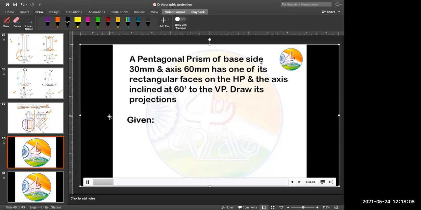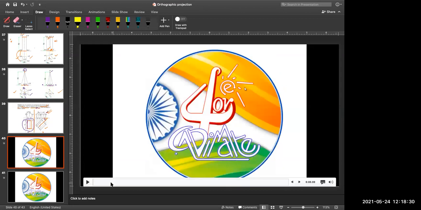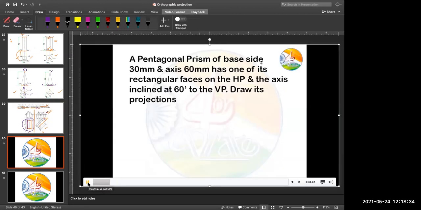So once again, let us take down the given data from the question. First, the question is telling us that a rectangular face is in HP. Next, it says that the axis of it is inclined at 60 degrees. So here in this question, the inclination with the vertical plane is 60 degrees. In the previous question, it was 45 degrees. So that is the difference, but the process will remain the same. So just see how it is drawn.